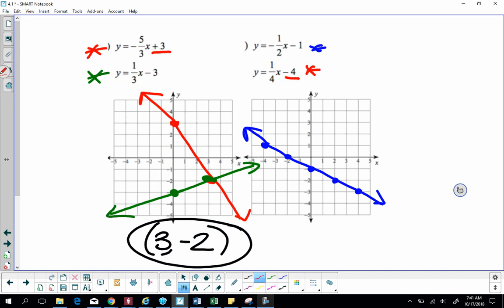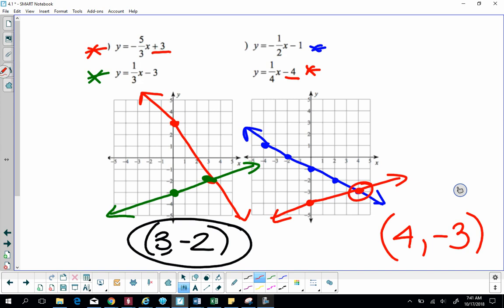I start at my y-intercept, which is -4. And since it's positive, I would go up 1 and always to the right 4. And you should have gotten that point as your solution. What point is that? 4, comma, -3. Beautiful. Who got that?